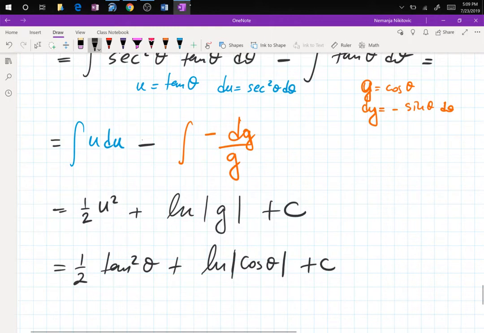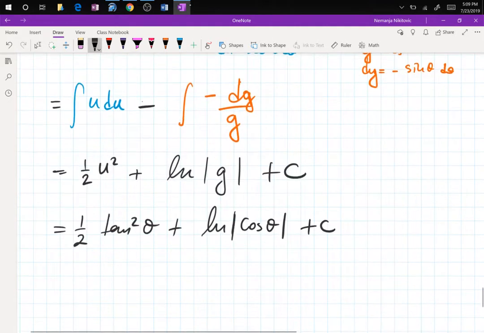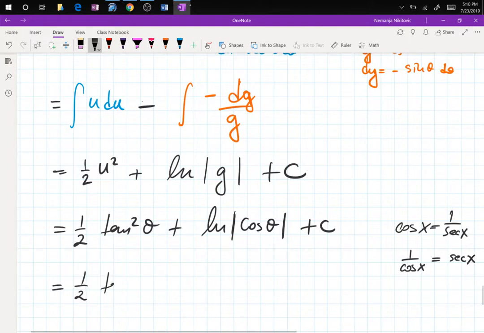Can we change this cosine into a secant somehow? And the answer is yes, because cosine x is 1 over secant x. And if I flip it, 1 over cosine x is equal to secant x. So 1/2 tangent squared theta plus ln of 1 over secant x plus c.